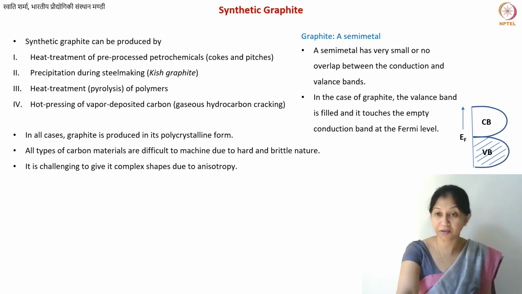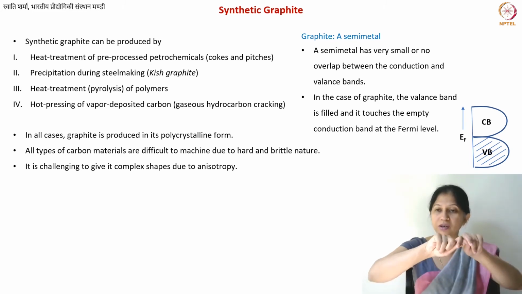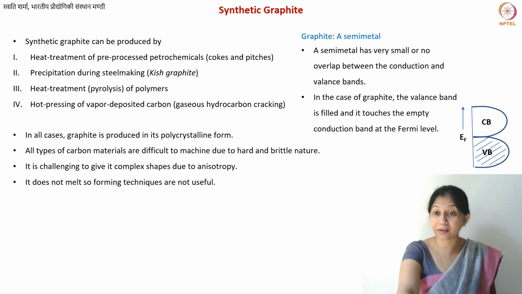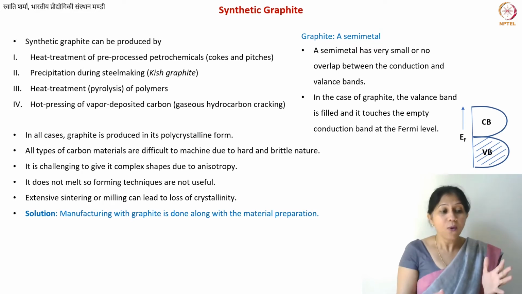So we find it difficult to machine carbon, and also because you have this anisotropic structure, you cannot give complex shapes to graphite, because you have this layered structure. You cannot really bend it without compromising the crystal structure, so you cannot give it random shapes. And it does not melt, it sublimates, you know that. So you cannot use a lot of manufacturing techniques either. Sintering or any kind of crushing techniques also cause a loss of crystallinity and induce defects, which is undesirable. What is the solution?